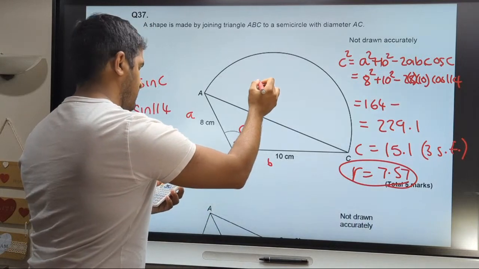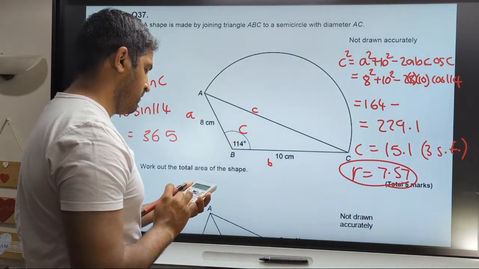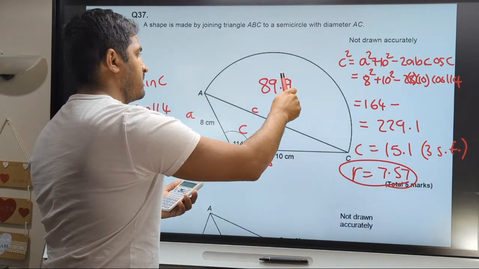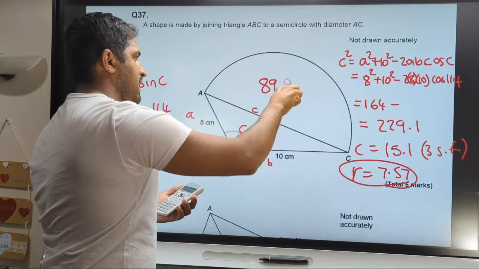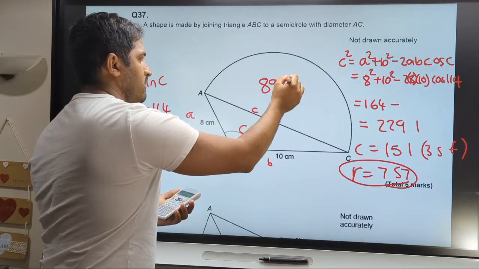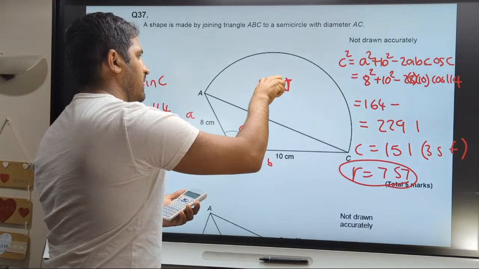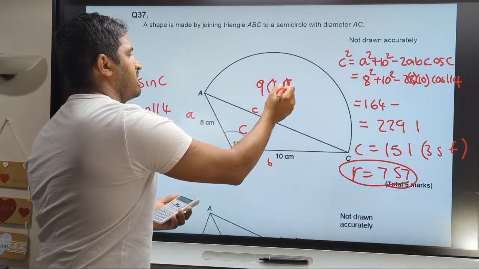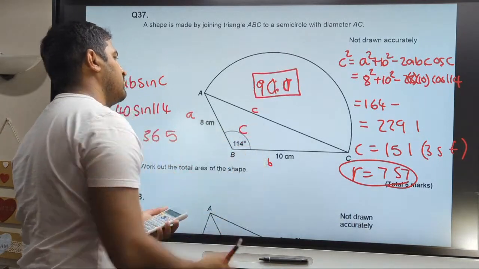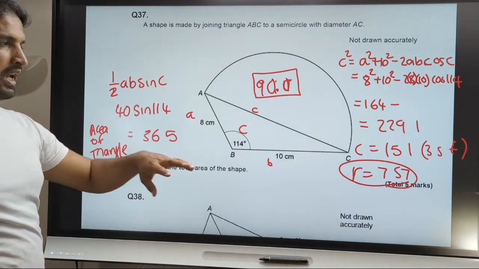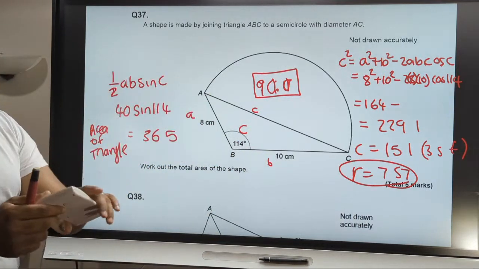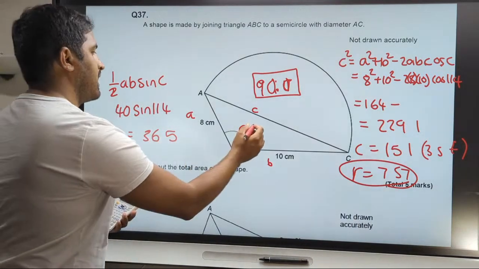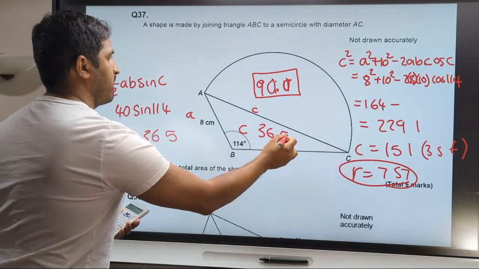So that's the full circle, divided by 2 gives me 89.95, and that becomes 90. So the area of that semicircle is 90.0. I've not taken any rounded number, all I did is keep that number in the calculator and keep working with it. Okay, and we said the area of the triangle was 36.5.